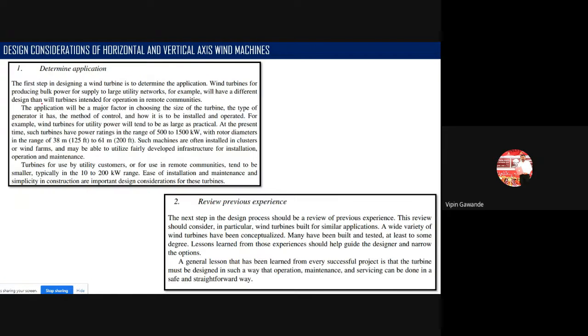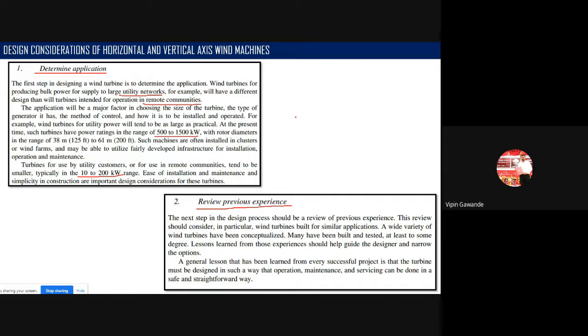So here, these are some of the descriptions for all these design considerations. Design applications means there are two types of design applications we can consider. One is the utility networks, and another one is for the remote communities. For utility networks, the power range is 500 to 1,500 kilowatt, while for remote communities, it is in the range of 10 to 200 kilowatt.